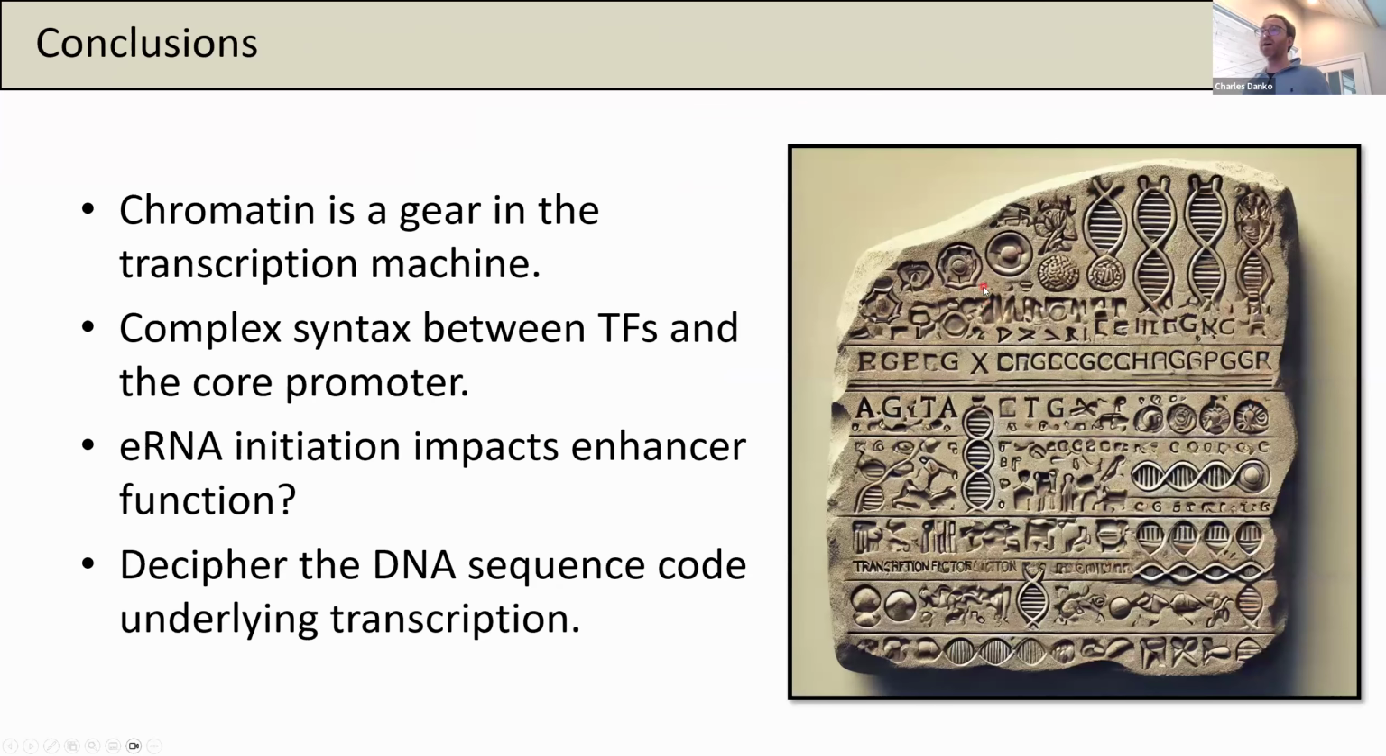So I'll stop there. In conclusion, I showed you today that chromatin marks can be imputed by RNA polymerase. There is a complex syntax between transcription factors and the core promoter. eRNA initiation and pausing may have an influence on enhancer function. And I've shown you models that we think serve as a Rosetta Stone, allowing us to decode regulatory sequence and predict how different risk alleles for phenotype-associated genetic variation influence the process of transcription.